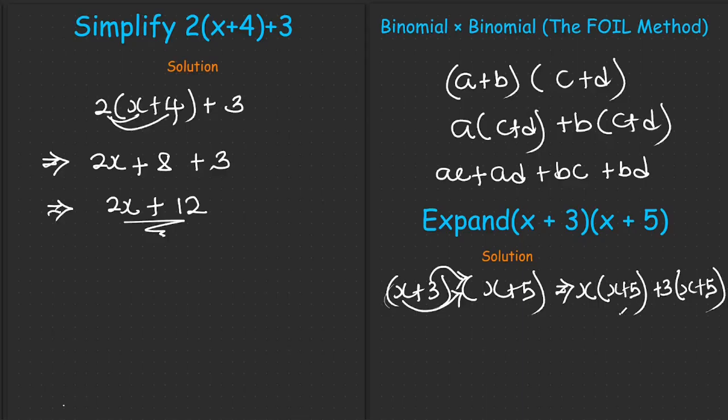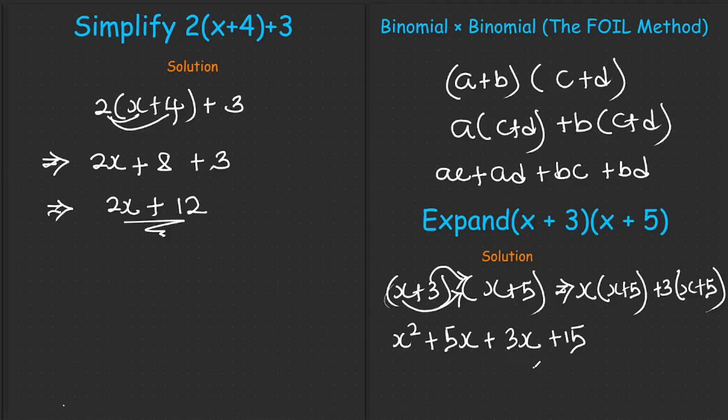With that, we treat them both as monomial over what? Binomial. So x times x gives us x squared. Then x times 5 gives us 5x. Then we come to the next thing, which is 3 times x. It gives us 3x. And then 3 times 5, which gives us 15.